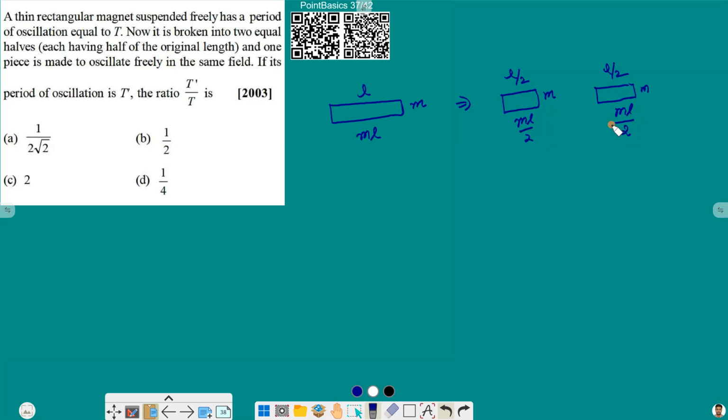Now we also need another term, moment of inertia. Why? Because the time period for an oscillating magnet in a magnetic field is given by T equals 2 pi under root I by m B, where this m is the magnetic dipole moment, that is small ml, and I is the moment of inertia. So we also have to calculate the moment of inertia.